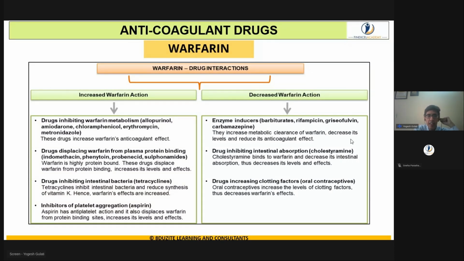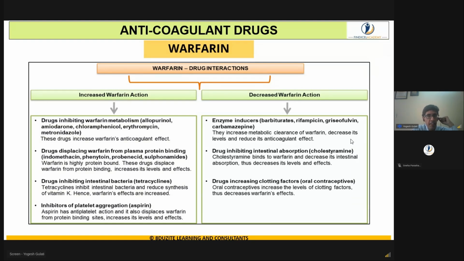So there are four categories. One is cytochrome P450 inhibitors, warfarin level increases. Displaces from protein binding sites, warfarin level increases. Decreases vitamin K, warfarin becomes the king, because vitamin K was like a competitive antagonist. So vitamin K decreases, warfarin action increases, and aspirin acts on both the above mechanisms.